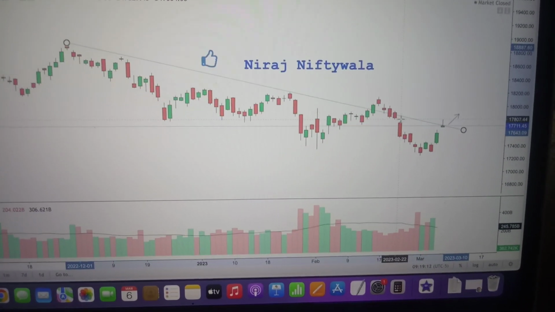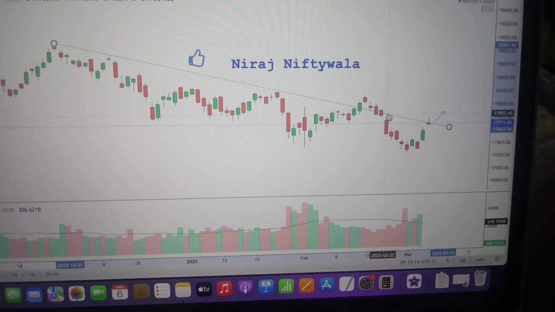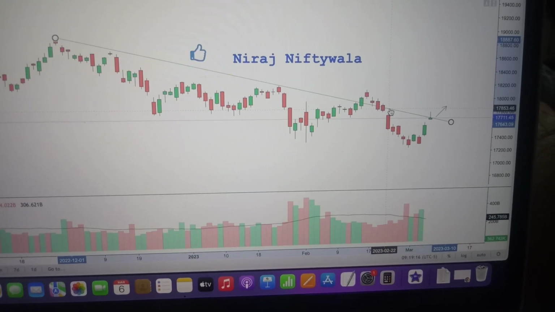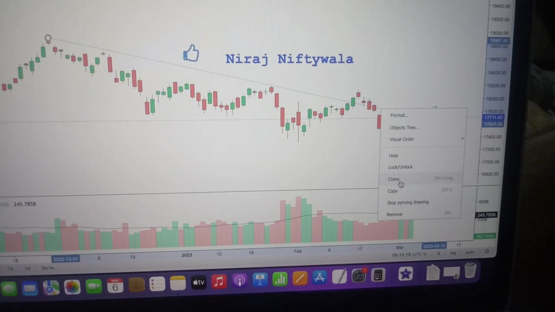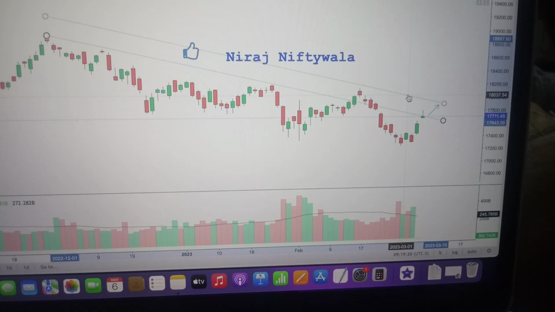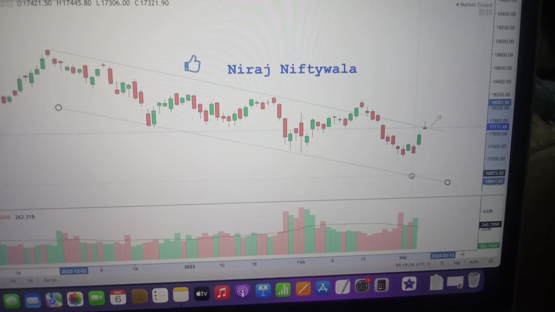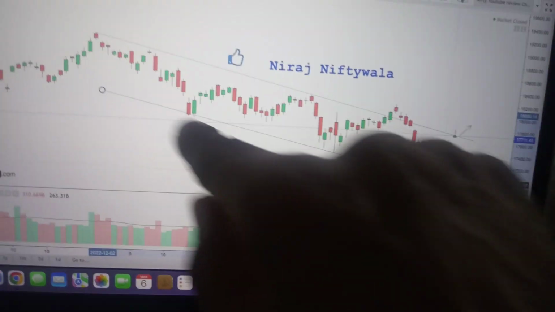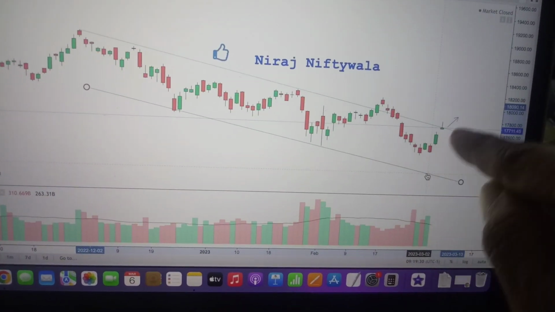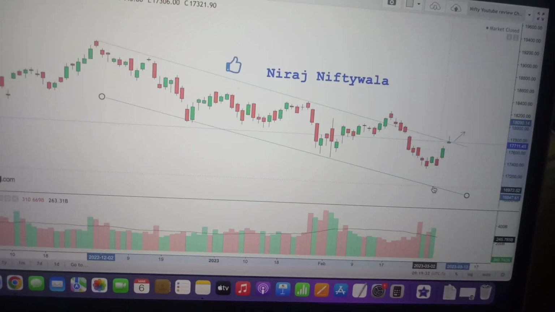Now how do I understand that this is the upper side where it reverses, but where does it always take support from? So I will try to make the demand side, or the lower band, of the trend channel. This is basically called a channel. So in this channel, Nifty is always making its move. This is how you understand the basics of the chart.